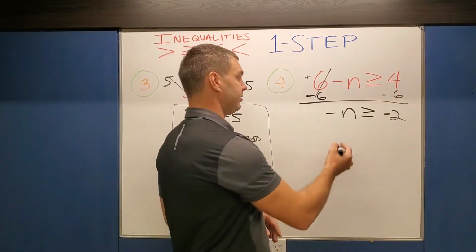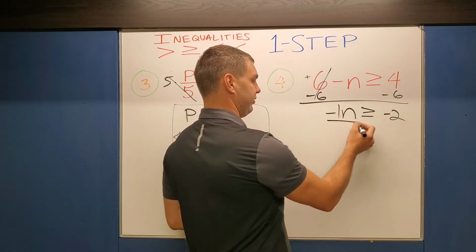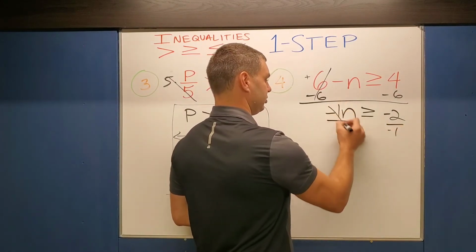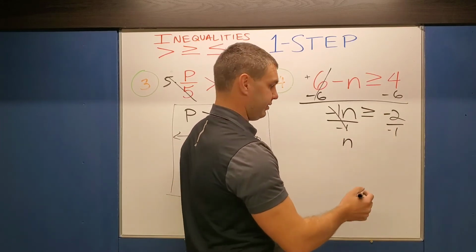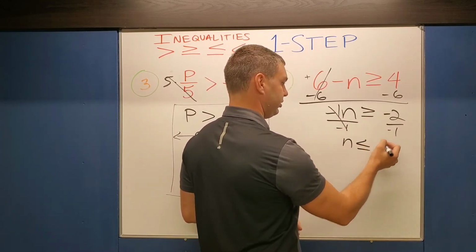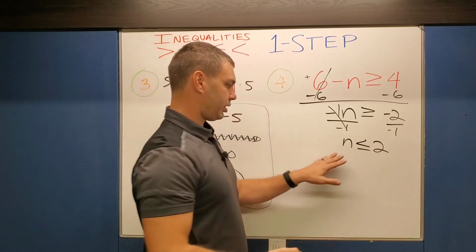So to undo a negative, this is kind of like a negative 1. Remember, you can divide by negative 1. And those will cancel now, and now we have n. The sign flips. We divided by a negative. So n is less than or equal to positive 2. All right, that's my solution.